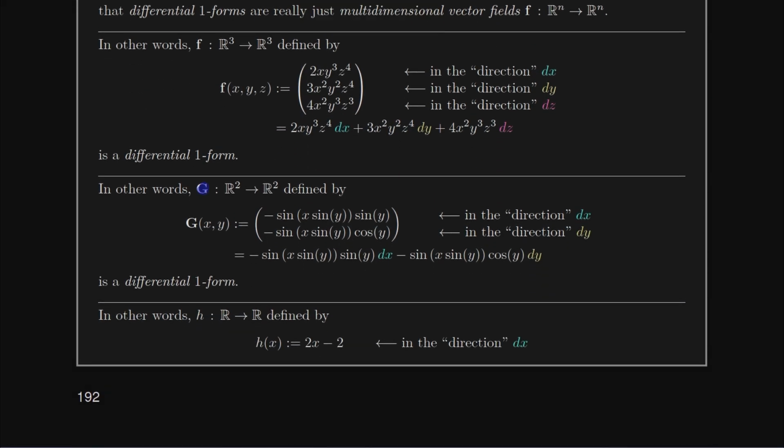Same, we can have a vector field from R2 to R2, here defined by g of x, y is negative sine x sine y times sine y, and negative sine x sine y times cosine y. And just like with our 3-dimensional vector field above, we're no longer going to interpret that as just an x component and a y component, but rather we're ascribing the first the meaning of the coefficient of the object dx, and the second the coefficient of the object dy, whatever those objects may happen to be. So let me just rewrite it as coefficients of dx and dy. That's going to be another 1 form.